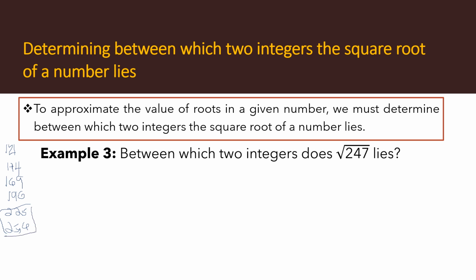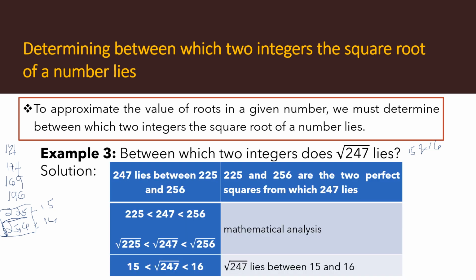It is between the square root of 225 and the square root of 256. If you get the square root of this perfect square, it is 16, and this is 15, which means that the square root of 247 is between 15 and 16. Again, here is our solution, and yes, it is between 15 and 16.